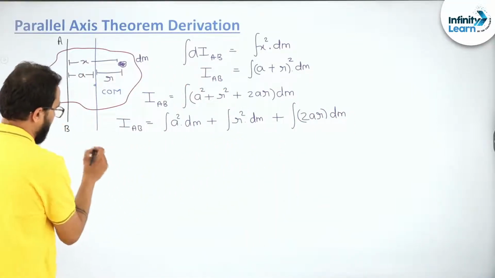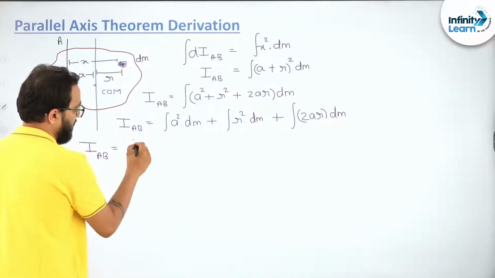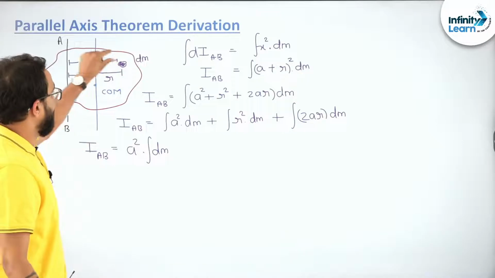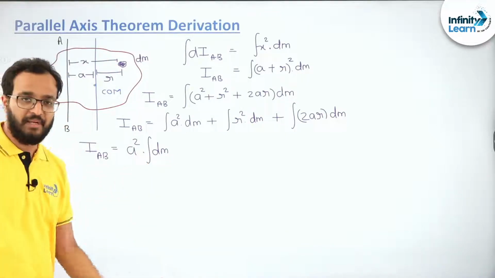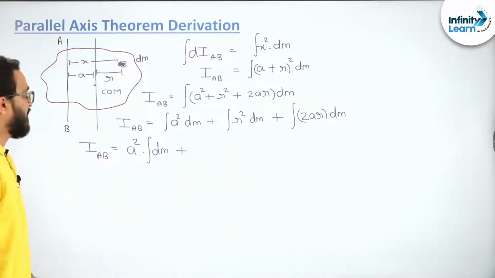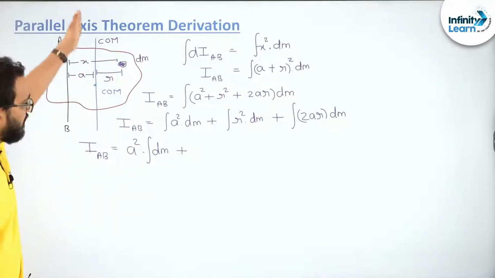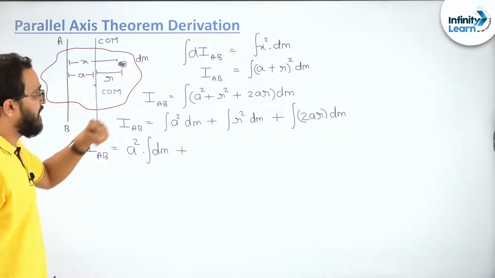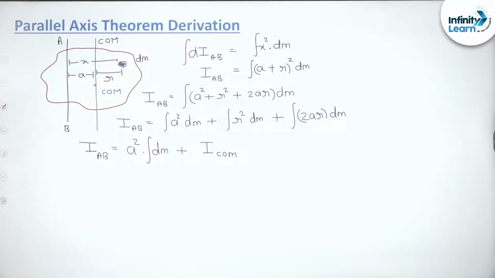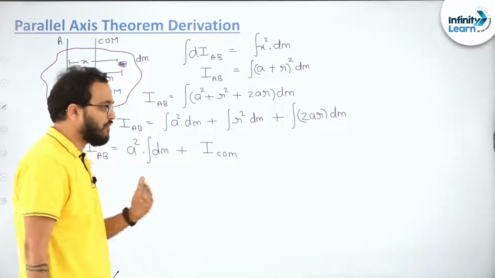Now, a square is a constant, you can keep it outside and just integrate dm. We all know that if we integrate dm, that means small dm elements of this complete object, after integration will become capital M, right? Plus r square dm. Now, what is r square dm? R is the distance from the axis which is passing through the center of mass. So, r square dm integration will definitely give me ICOM, the moment of inertia of this complete body about an axis passing through the center of mass.